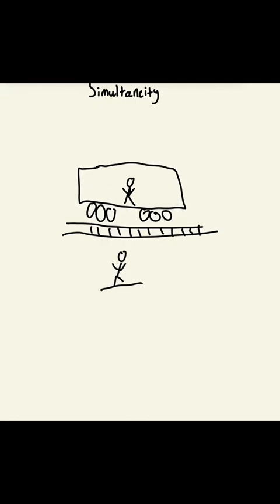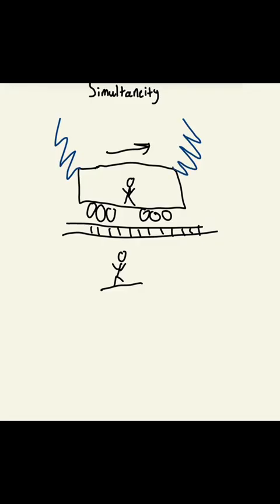We're going to imagine that there's a person on a train, and there's a person standing over here on the ground watching the train, and there's a person inside the train as well. Imagine that this train is moving this way, and there are two lightning strikes hitting the front and the back of the train at the same time.